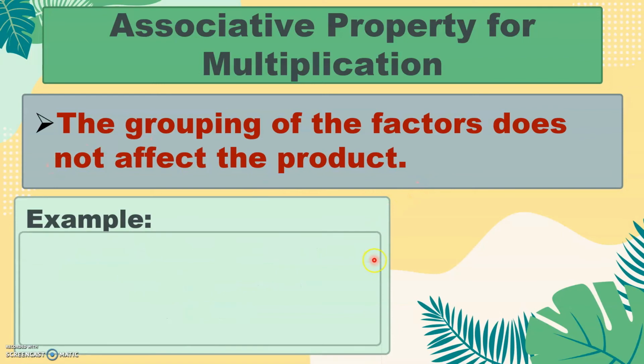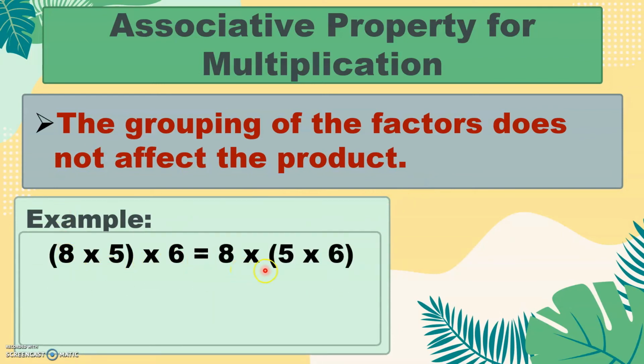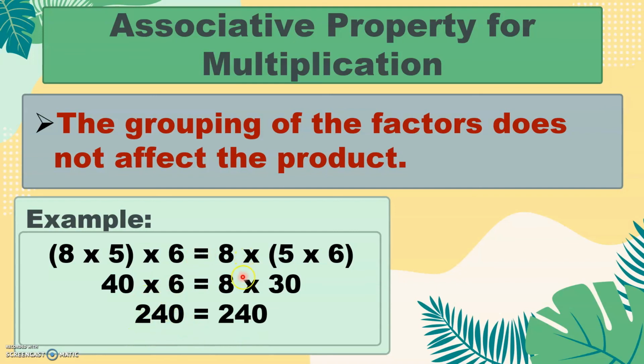Okay? So another example. 8 times 5 times 6 is equal to 8 times 5 times 6. So on the first side, the first factor that we need to multiply is 8 times 5. And on the other side, the first factor that we will multiply is 5 times 6. So let's multiply. 8 times 5 is equal to 40. Then we'll just bring down times 6. On the other side, we'll just bring down 8 times, 5 times 6 is equal to 30. Now, we'll multiply both sides. So, 40 times 6 and 8 times 30. So, 40 times 6 is equal to 240. Same on the other side, 8 times 30 is equal to 240.